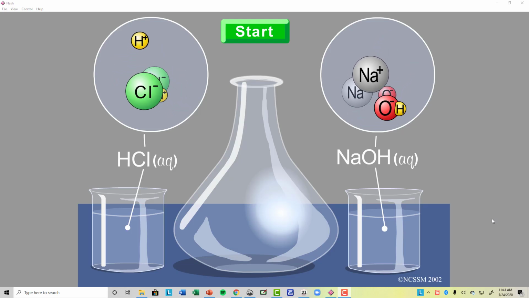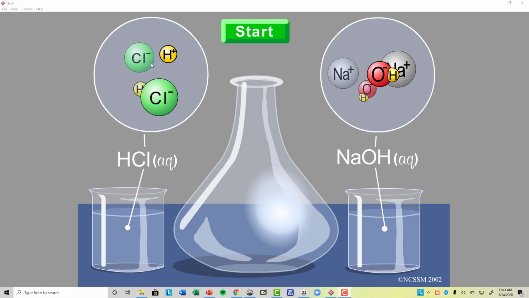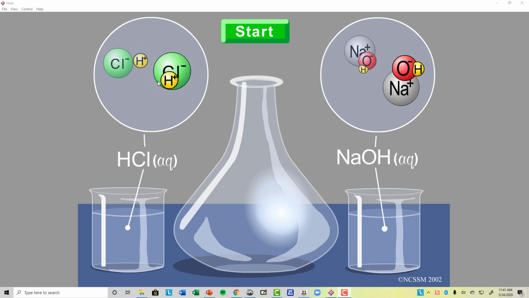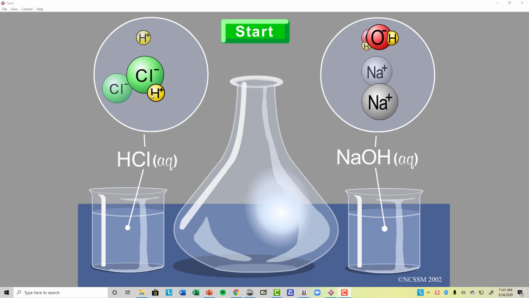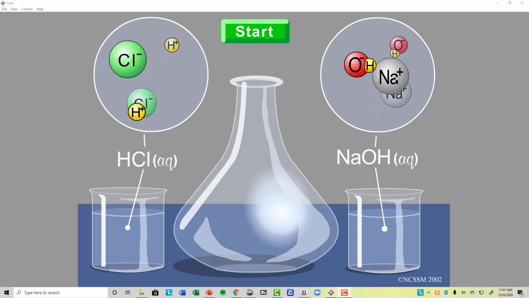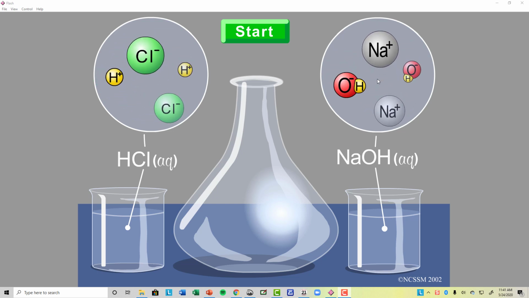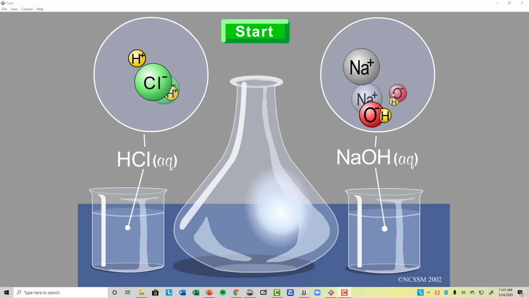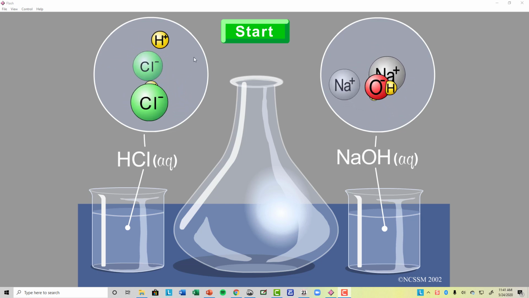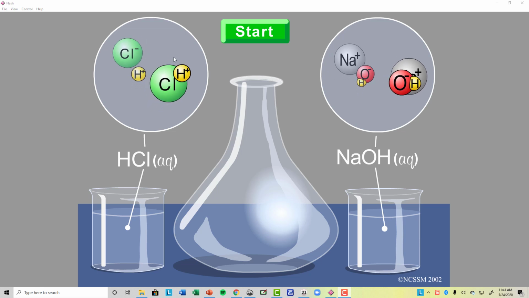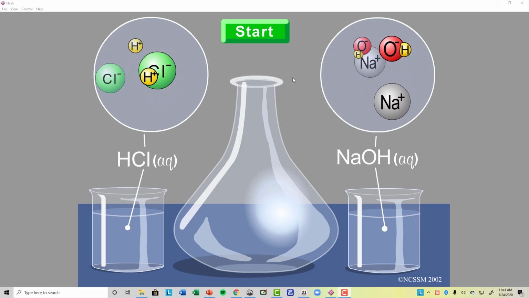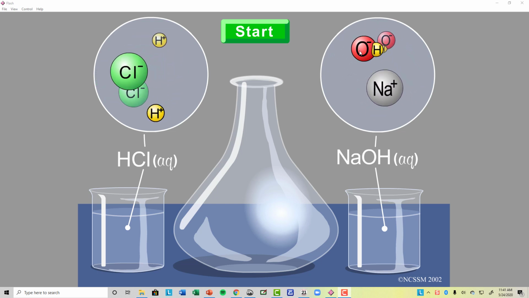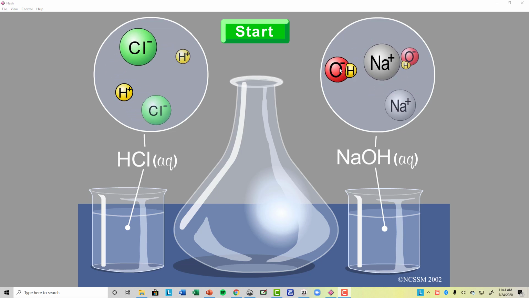To give you guys a good idea what's going on at the molecular level, we are going to have an animation where we are mixing hydrochloric acid, a strong acid, with sodium hydroxide, which is a strong base. And I want you guys to pay attention specifically to the number of hydrogen ions that are in solution and where they go and what they form as they meet hydroxide.